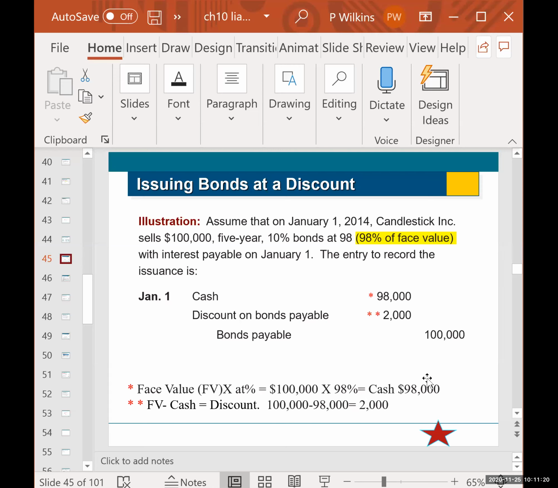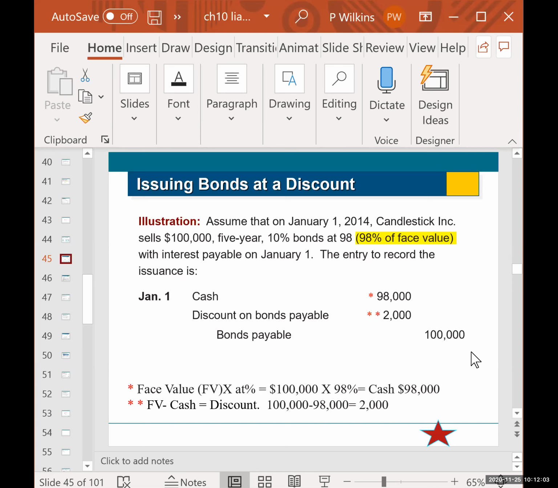Now, since the percentage is less than 100, that means that this was sold at a discount. And the way you find out the amount of the discount is you take the face value minus the cash to get your discount or your premium amount. In this case, it's a discount. So our face value is $100,000. Our cash amount is $98,000. So we have a discount amount of $2,000. So we're going to debit cash, $98,000. We're going to debit discount on bonds payable, $2,000. And then we're going to credit bonds payable, $100,000.